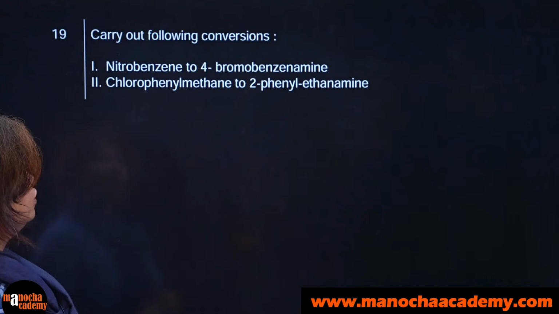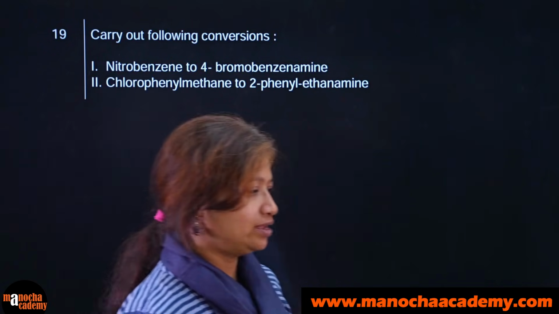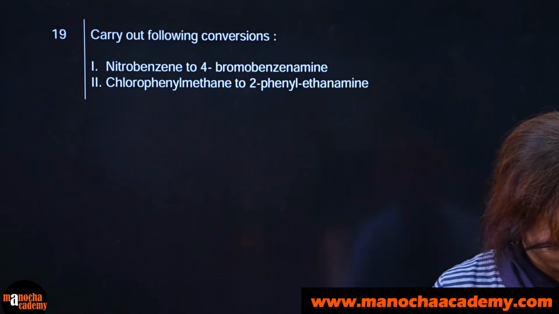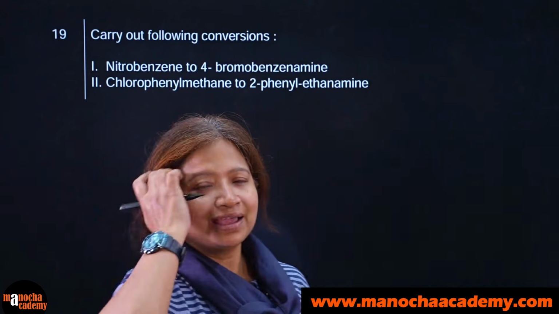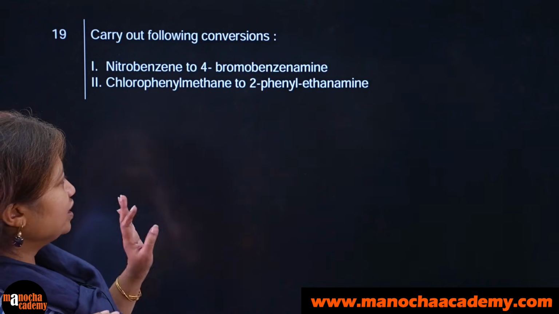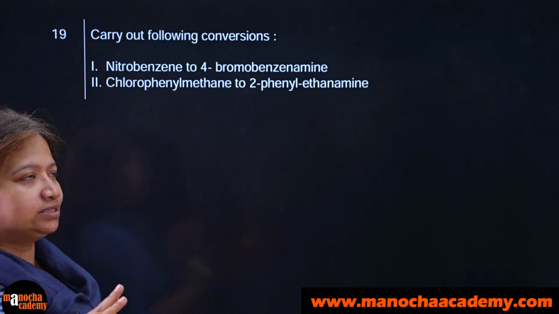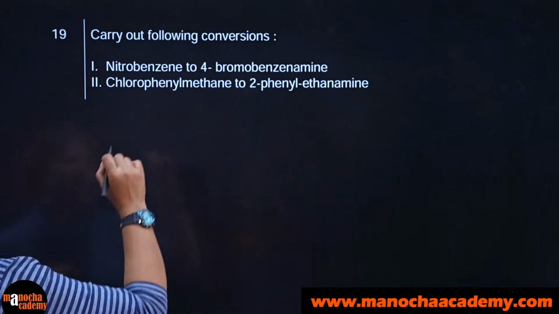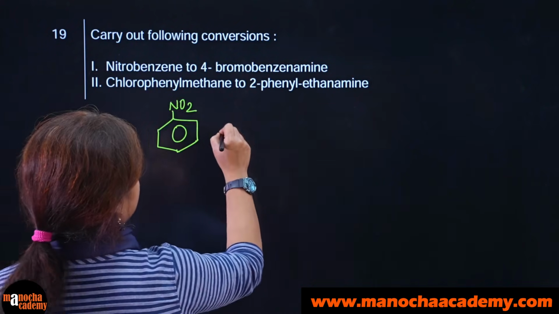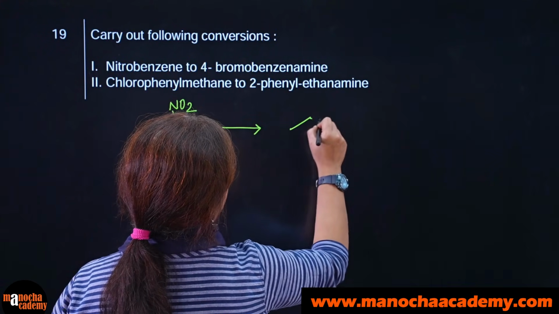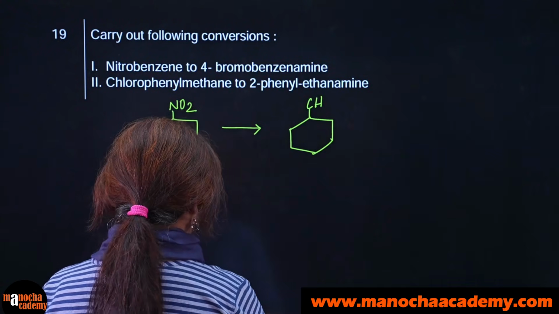Now, we'll do conversions, but before that, I'll take a small break. You can try this on your own. Did you try? Okay. When you get conversions, the first thing is you write both the structures, always, and we'll think backwards. For example, here it is nitrobenzene to 4-bromobenzene amine, where amine means NH2.